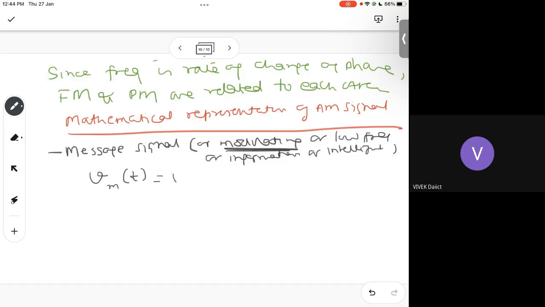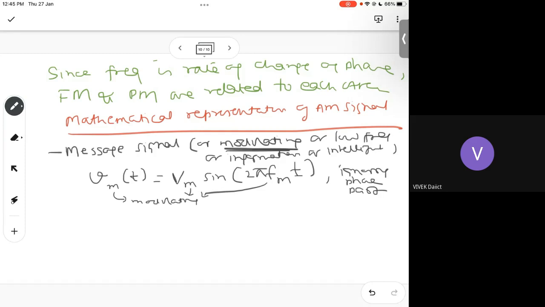v_m(t) equal to V_m sine 2 pi f_m t. Right now I am ignoring the phase part for simplicity. This is my modulating signal, where m represents modulating. This is the voltage amplitude of the modulating signal, and this is the frequency of the modulating signal.